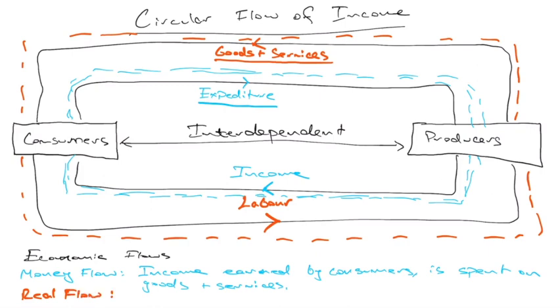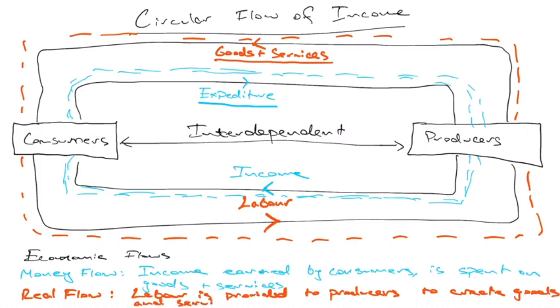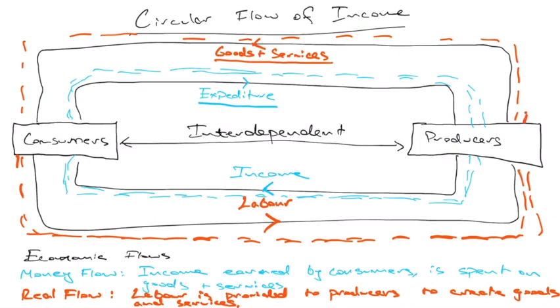The other flow we had was the real flow, where consumers provide labor. Labor is provided to producers to create goods and services. And again, because this is circular, again and again it will go around, and all the labor that gets provided will be turned into goods and services. And that is a really simple way of showing how our economy works.